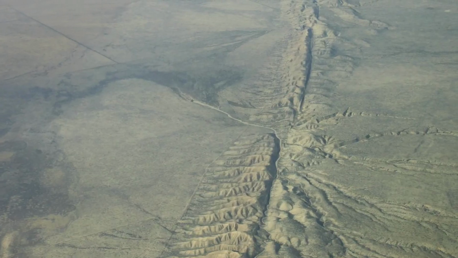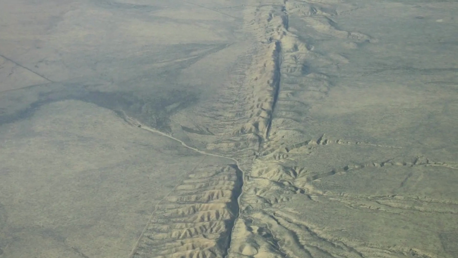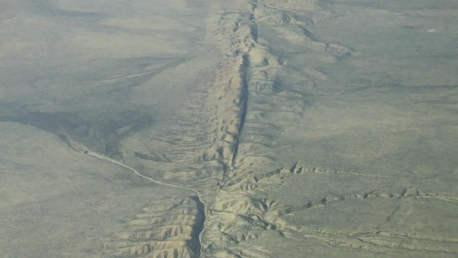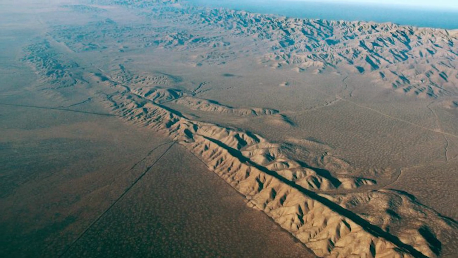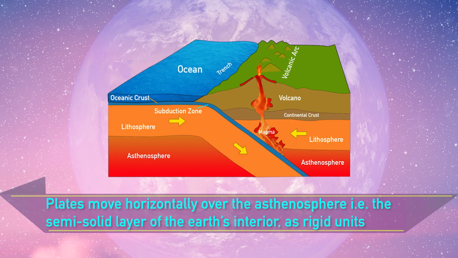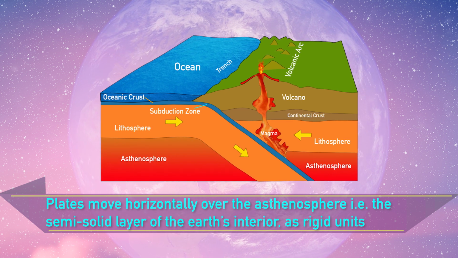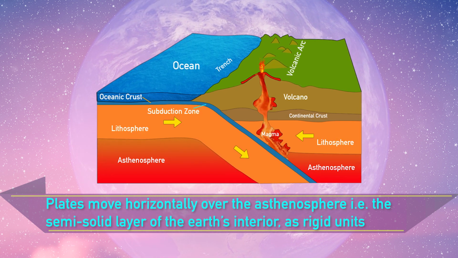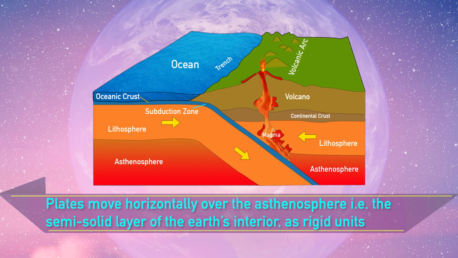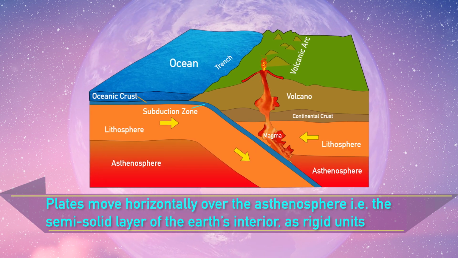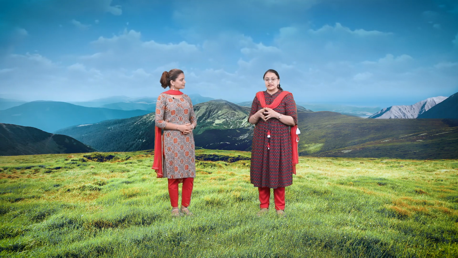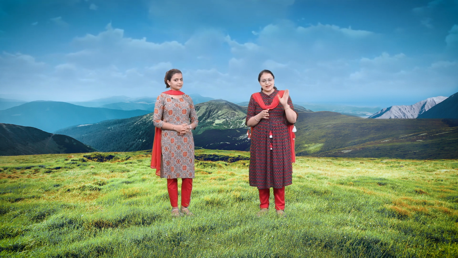Okay, these tectonic plates are not static at one place. Rather, they move. All right. Plates move horizontally over the asthenosphere, that is the semi-solid layer of the Earth's interior, as rigid units. Okay. We have already discussed about asthenosphere earlier.